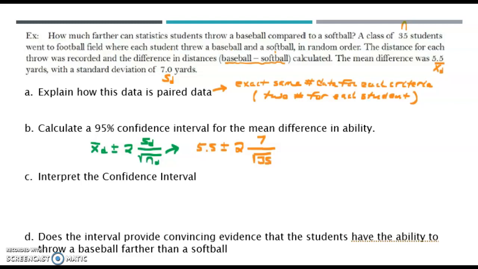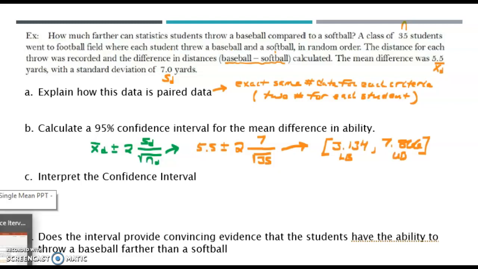I went ahead and crunched this out. Please be careful doing it. Make sure you're abiding by the order of operations with that calculator. When I crunched it out, I got the interval going from 3.134-ish to 7.866-ish. So I got the lower boundary here, and the upper boundary there.